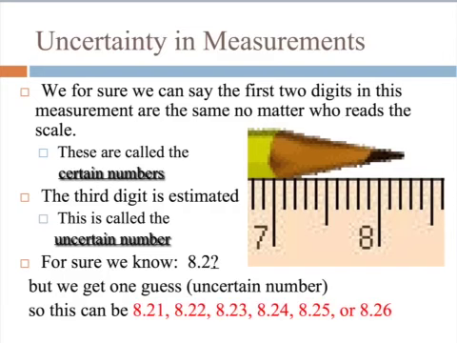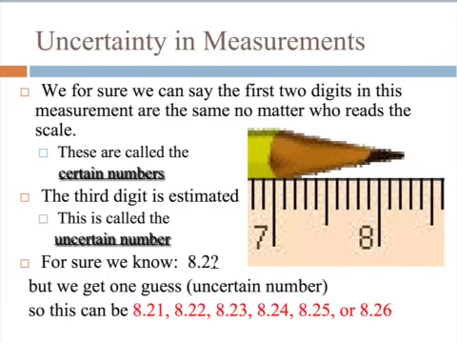So we for sure can say that the first 2 digits in the measurement we just took are the same no matter who reads the scale. Therefore, since they're the same, they're called certain. That third digit was estimated. Every scale is going to be different, so you might not have a third digit. It might be your second digit. That's why you have to make sure you read the scale and figure it out.